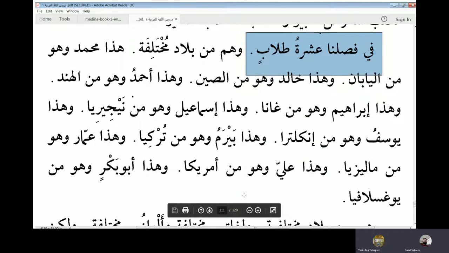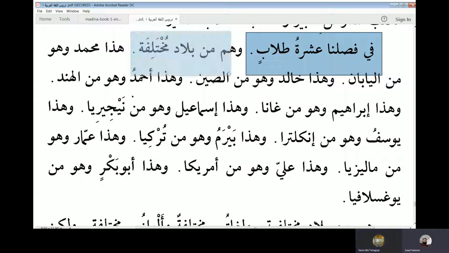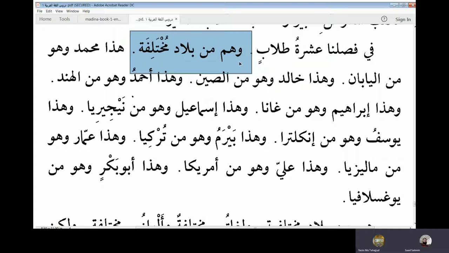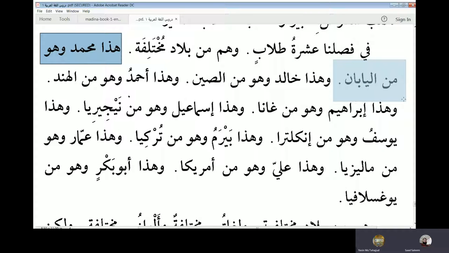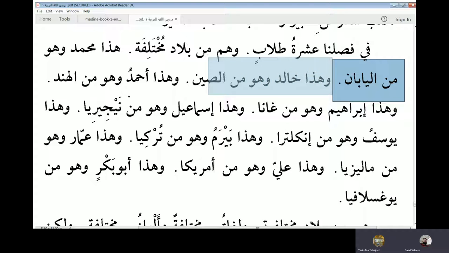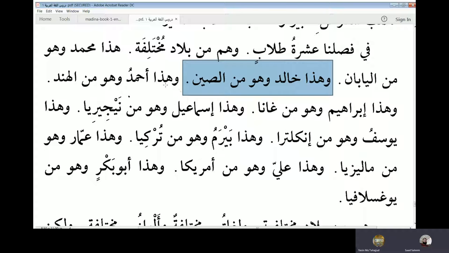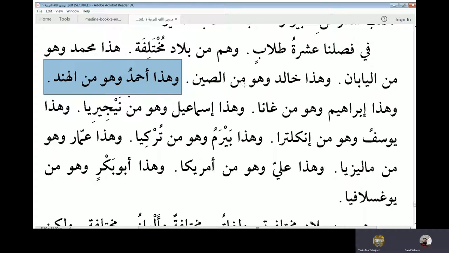Fi faslina ashratu tullabin, wa huma min buldanin mukhtalifatin. Hadha Muhammadu wa huwa min al-Yabani, wa hadha Khalid wa huwa min al-Sini.